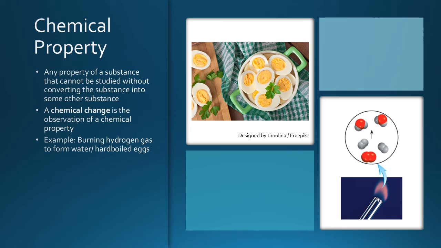Another aspect of chemical properties is that they're typically not easily reversible. So you can't take your hard-boiled egg and reverse it back into a raw egg so that you can then make scrambled eggs later.